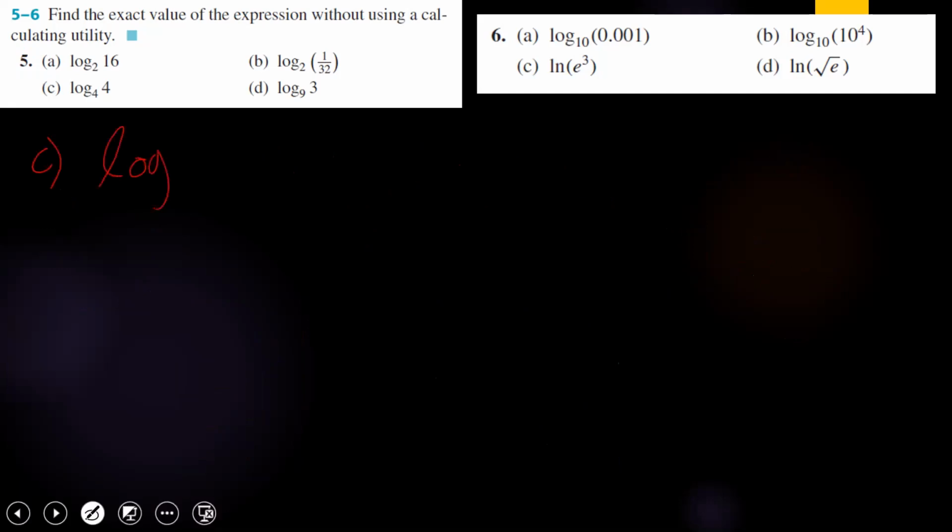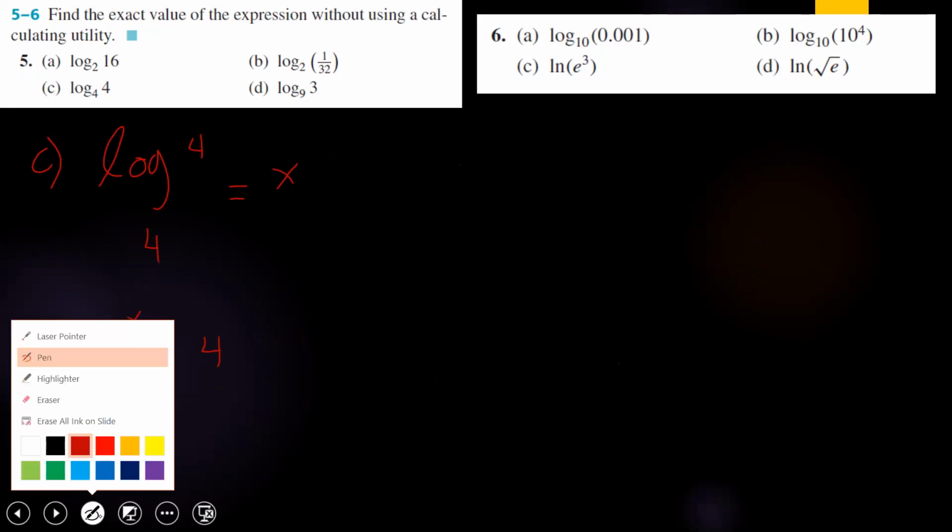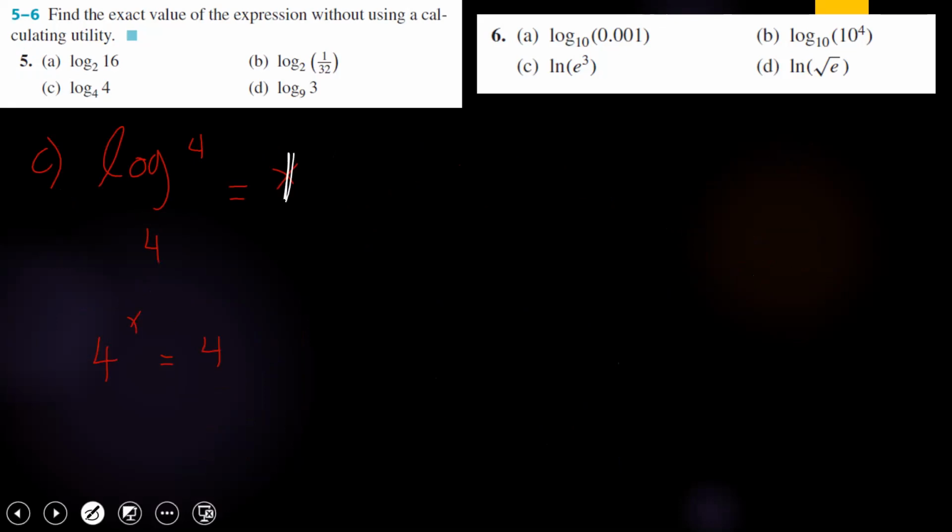Let's now solve C. Logarithm to the base 4 of 4. Think about it in your mind: what is the number that when I raise 4 to x, I get 4? So what is the value of x? 1. Bravo. Or you can say 4 cancels 4. So the answer is 1.